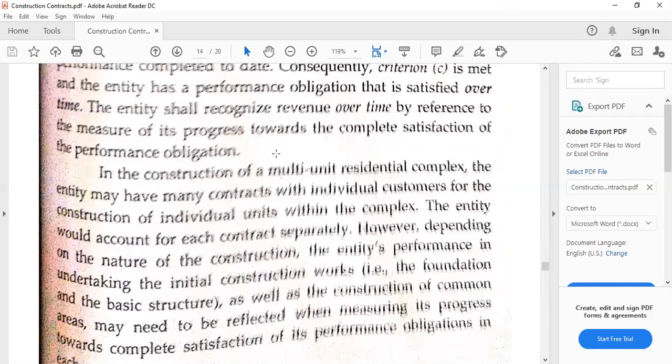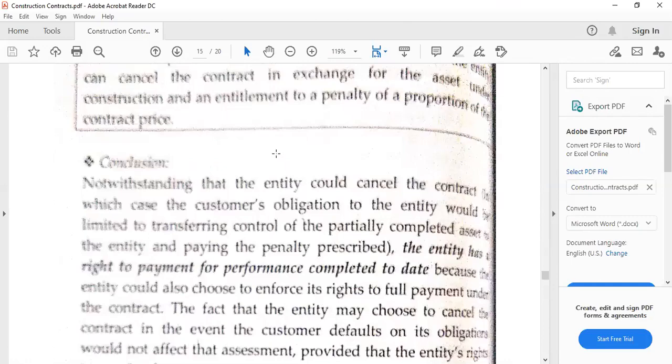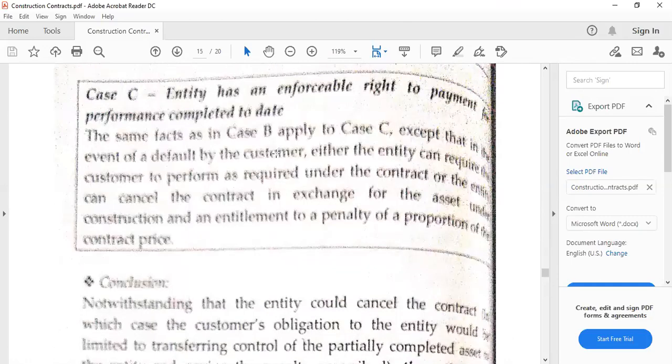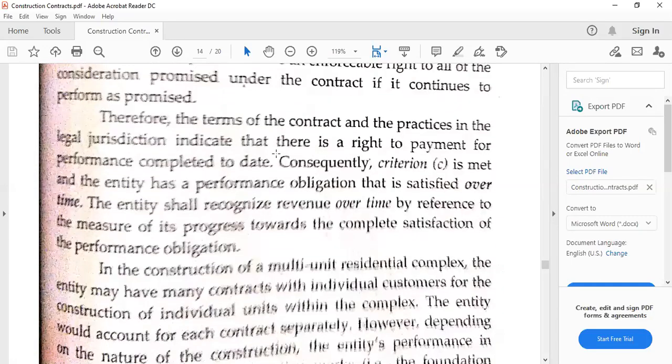And the conclusion then is that it's not clearly stated here. Okay, here. The entity shall recognize over time because there is a reference to the measure of its progress towards the complete satisfaction of the performance obligation.